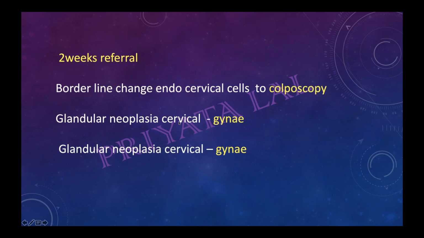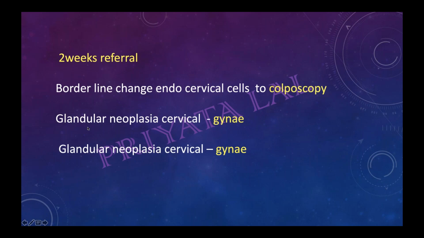Then this part is again, so any borderline change in endocervical cell, this part I have done before also. Any endocervical change, any borderline change even in endocervical is taken seriously, so they will be referred to colposcopy. So this is an indication for colposcopy referral, and it will be done in 2 weeks. So this endocervical even borderline is so important.